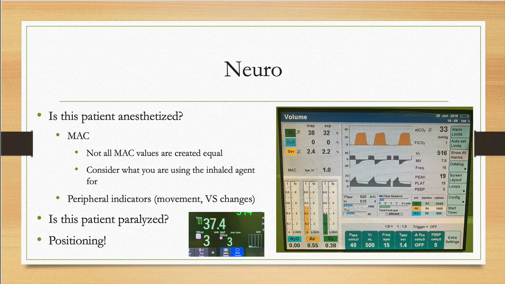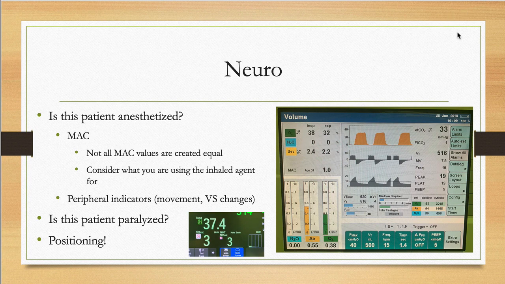When you're using something like TIVA, there really is no MAC equivalent other than serum levels, which are integrated into some pharmacokinetic pumps in Europe, but those have not been adopted in the United States yet. A couple words about MAC, though: you can find MAC on the anesthesia machine, on this particular Draeger model here, and sometimes it's reflected on the vital sign monitor as well.